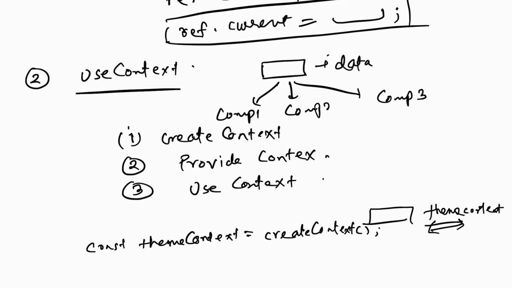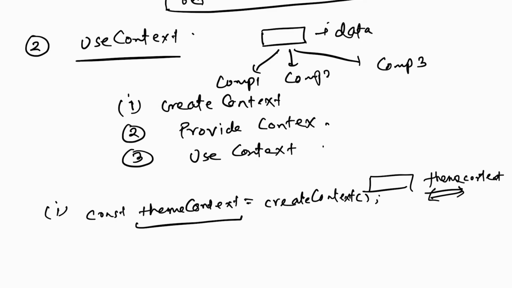Okay. So now we have created the theme context. So the first thing we have done here. Now what we have to do, we have to provide the context. So always remember when we want to provide the context, we have to wrap the component within this theme context. So suppose I have a component F1 and I want to use this theme context.